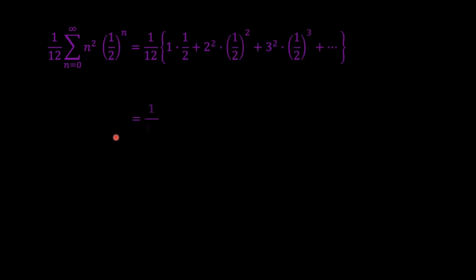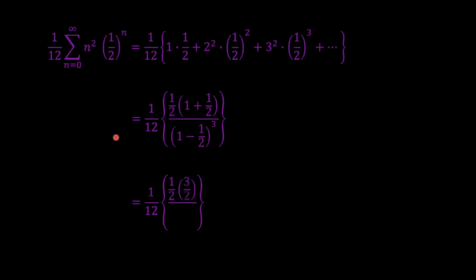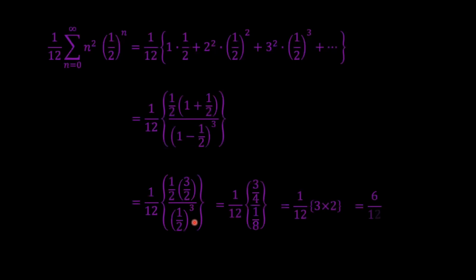So our problem, 1 over 12 times the summation of n squared times 1 over 2 to the power n, is 1 over 12 times r, which is a half, times 1 plus a half over 1 minus a half cubed, which is 1 over 12, a half times 3 over 2 divided by a half cubed, which is 1 over 8. So 1 over 12 times 3/4 divided by 1 over 8 is the same as 1 over 12 times 3 times 2, which is 6 over 12, which is equal to a half.